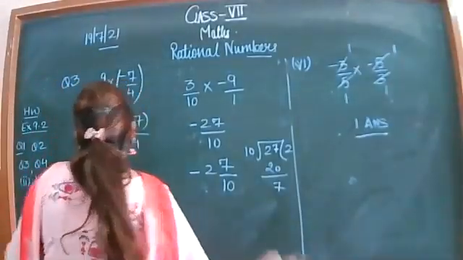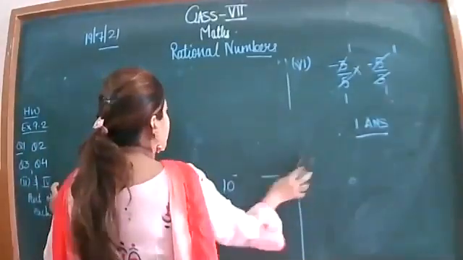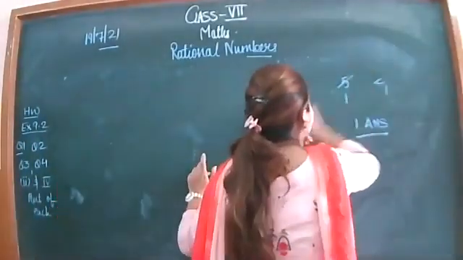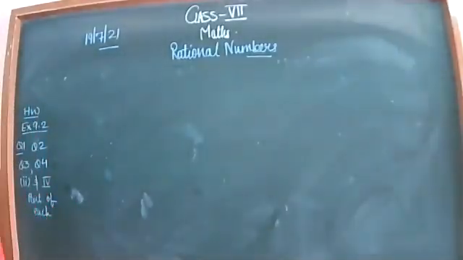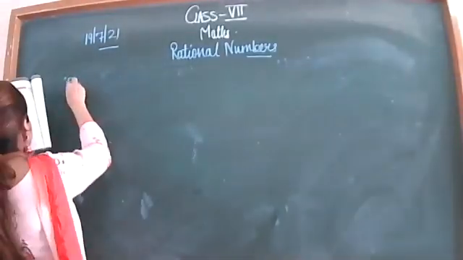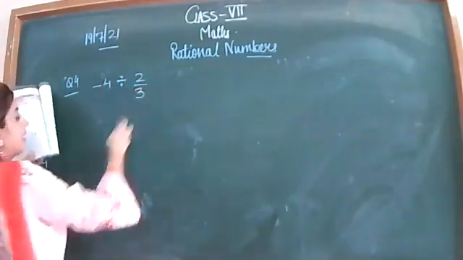Okay. Very good. Now let's start with the division. In case of division, you all know that firstly you will convert it to multiplication, then you will cancel out the terms. So let's start. Question number 4: minus 4 divided by 2 by 3.